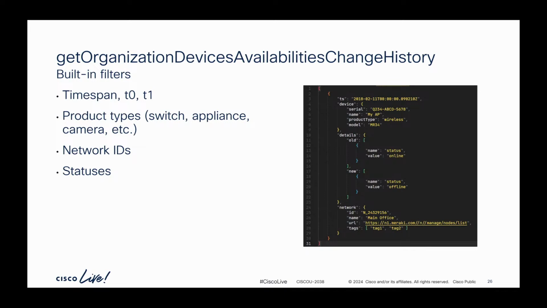You can filter based on time span. You can say, just show me what happened between Thursday and Friday, or you can say, just show me what happened last week, right? You can also say, just show me switch, or just show me switch and appliance, or just show me cameras if that's all you care about.